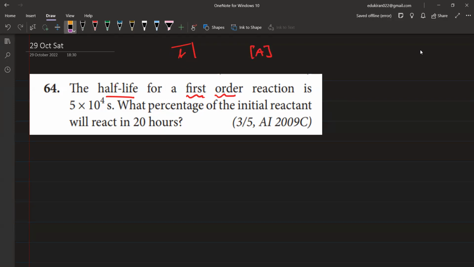So there are two parts. First of all, calculate the rate constant and then use that rate constant to calculate the percentage of initial reactant that will react. That means the final concentration of the reactant after 20 hours.